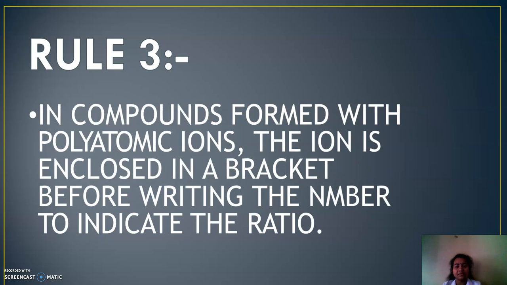Then rule 3: if it is made up of polyatomic ions, the ion should be enclosed in a bracket, and we have to write the ratio. Polyatomic ions means an ion made up of more than one atom. For example, the hydroxyl ion, OH, is made up of two atoms, oxygen and hydrogen. Similarly, there are many polyatomic ions. We have to consider it together as one unit. For example, OH: it is not 2, it is only 1.